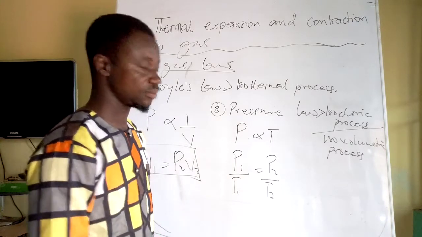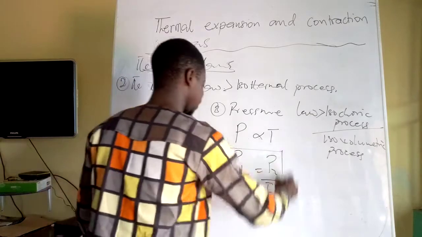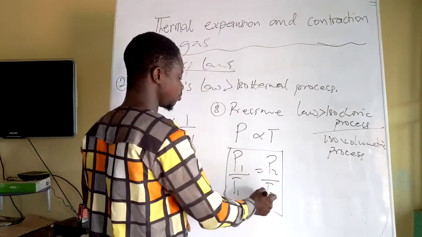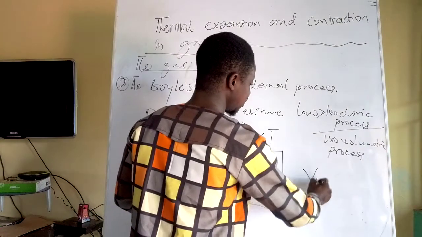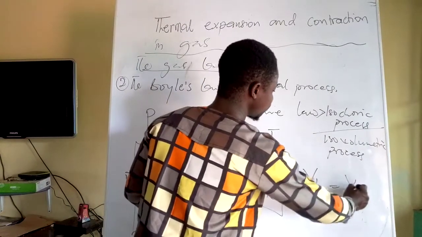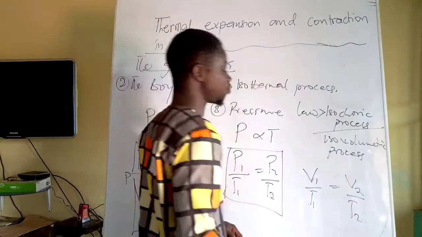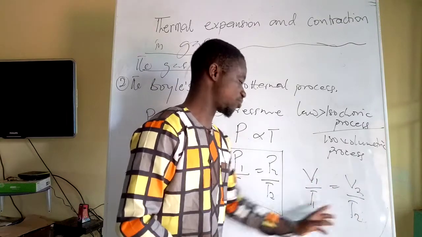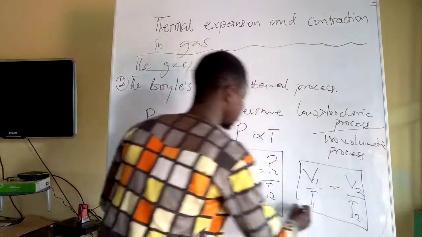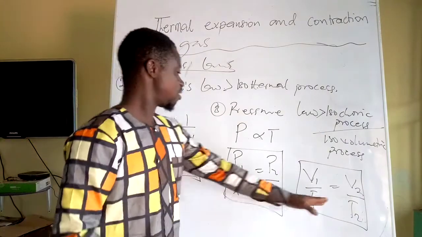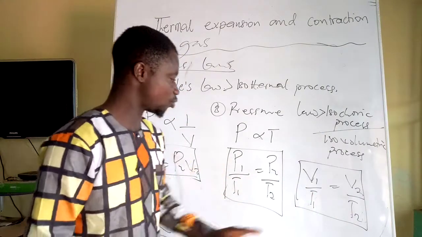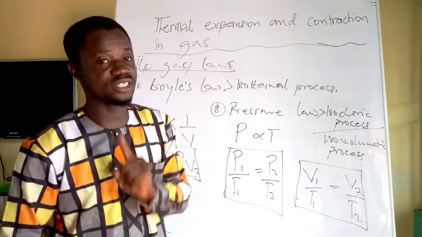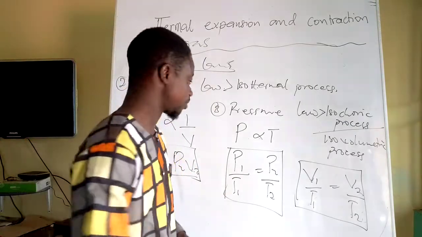All right? Good. So now we have three formulas. P1 V1 is equal to P2 V2. P1 over T1 is equal to P2 over T2. And then V1 over T1 is equal to V2 over T2. You can rewrite it as V1 over V2 equals T1 over T2, or you can write it like this. Take note of these formulas very well. Remember, I have told you that temperature is absolute temperature, so temperature measured in Kelvin, not degrees Celsius.